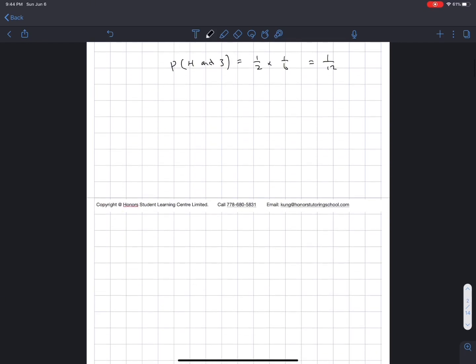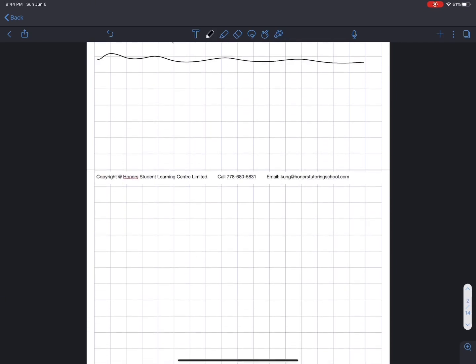And we also need to know what are dependent events. So dependent events would just be the complete opposite of independent events. So two events A and B are dependent if probability of A affects probability of B. So when this happens, we need to be very careful.